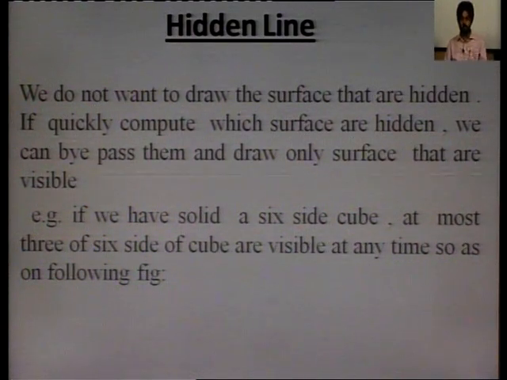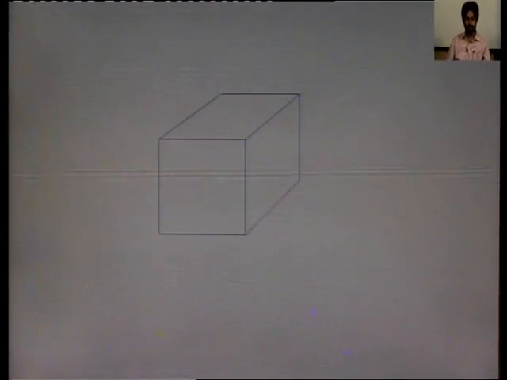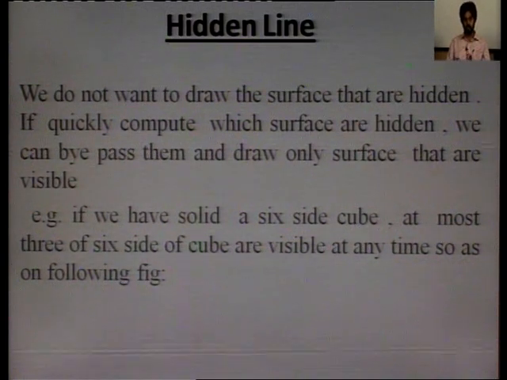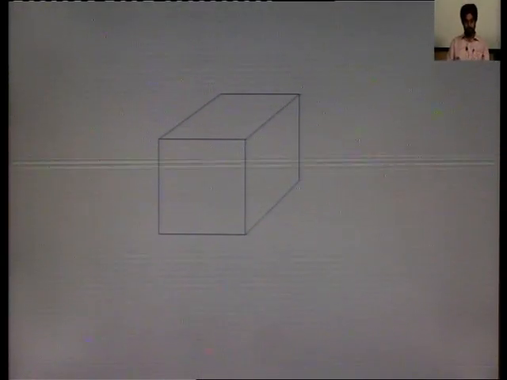For example, if we have a solid 6-sided cube, at most 3 sides of the cube are visible at any time, as in the following. Whenever we look at an object, at a time we can see only 3 axes: the front side, left or right side, and top side. So, for any object we see only 3 axes, so we can't conclude what is internally inside that object by the hidden line surface.